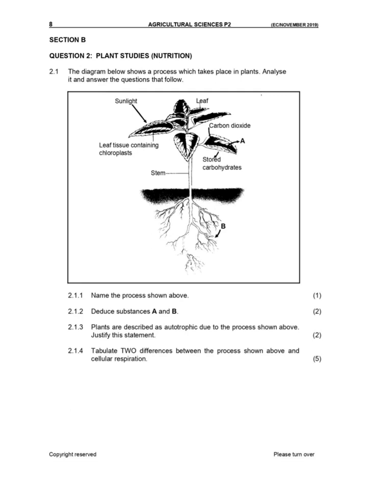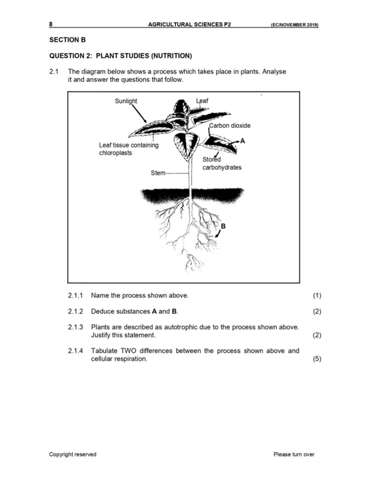So there you have an arrow that shows that there is sunlight going to that plant. There is a leaf tissue that contains chloroplast. There is a carbon dioxide that comes in. Then there is a particular process or substance that goes out. Then there are stored carbohydrates. There is a stem. There is another substance that is labeled B. Then there's also a leaf. So, what is that process?